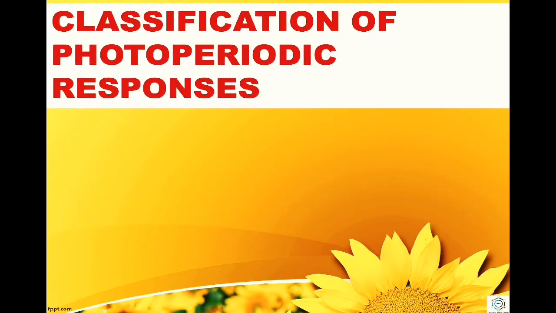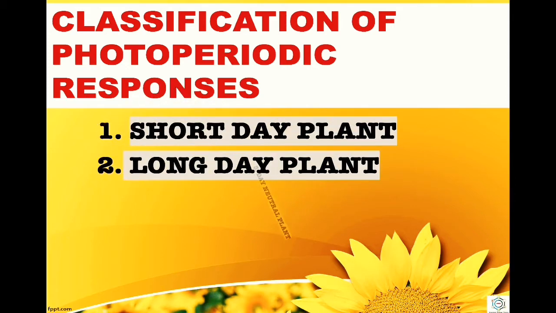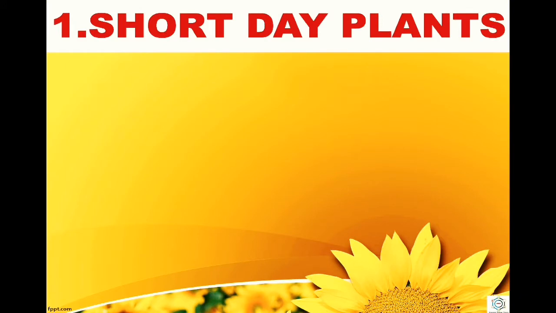Now the classification of photoperiodic responses. Garner and Allard in 1920 recognized three classes of plants according to their photoperiodic responses, and these are short day plants, long day plants, and day neutral plants. Now let's see the first one, that is the short day plants.